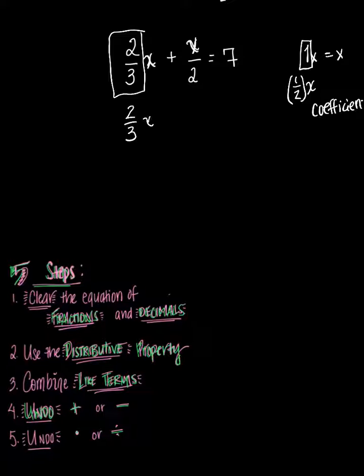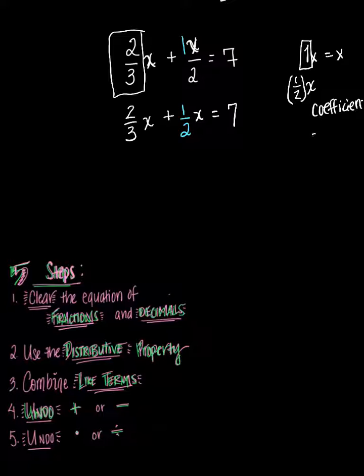It's 2/3 times x. Plus, I'm going to rewrite this guy as 1/2 times x. Remember, I have this like imaginary 1 hanging out here multiplying by my x. And 1 times x divided by 2 is the same thing as 1/2 times x. Cool beans. This equals 7. Once I have this rewritten, now I want to get my denominators to become the same.